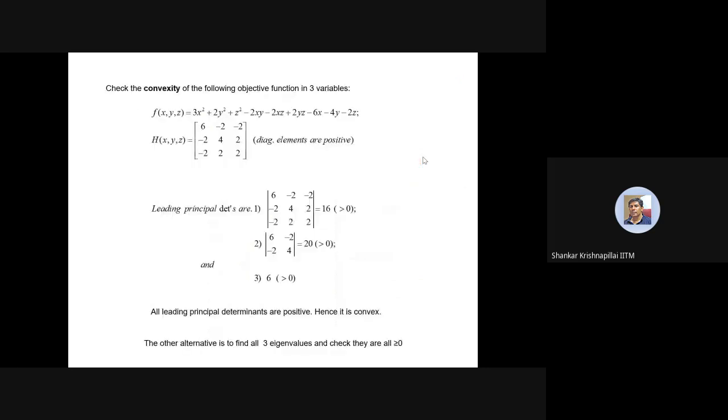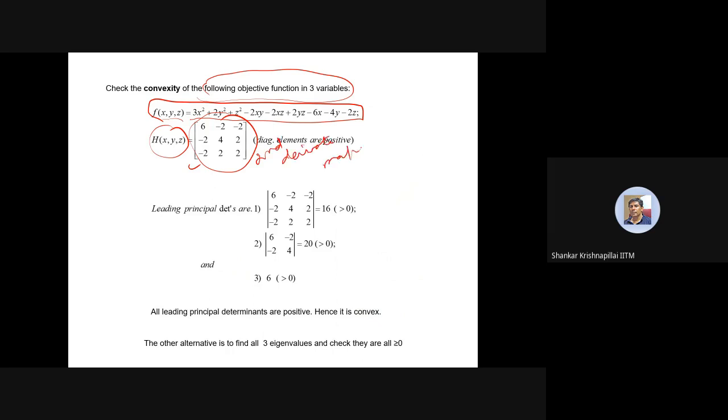So next we go to a problem where you check the convexity of an objective function in 3 variables. The convexity of an objective function in 3 variables we cannot visualize, because that space we cannot visualize. We can only check it by using the matrix. So an objective function is given like this. To check the convexity, you find the second derivative matrix. So it is 6 minus 2 minus 2, minus 2 4 2, etc. This is the second derivative matrix.